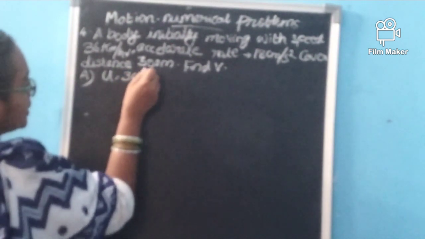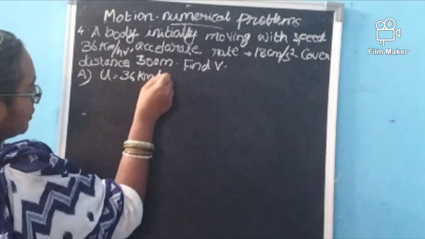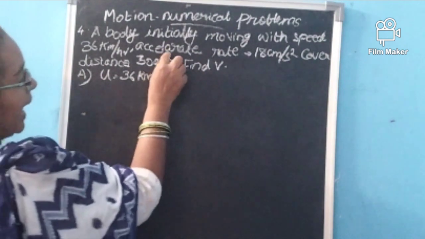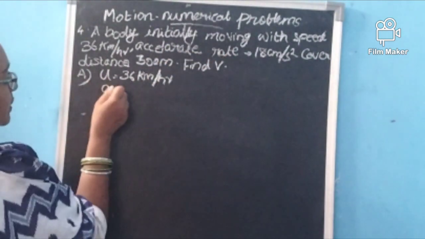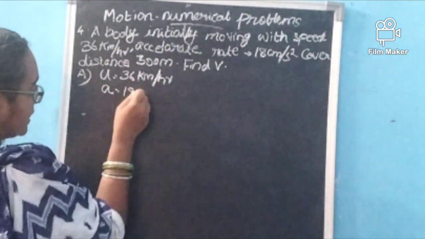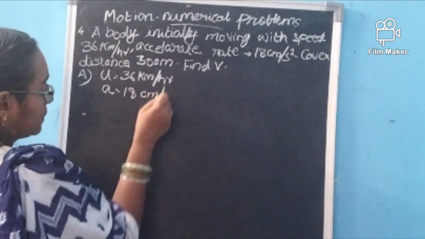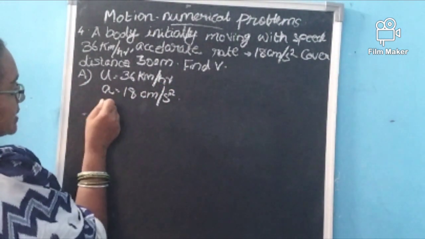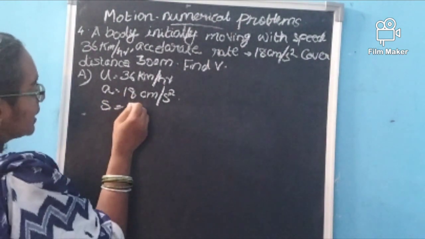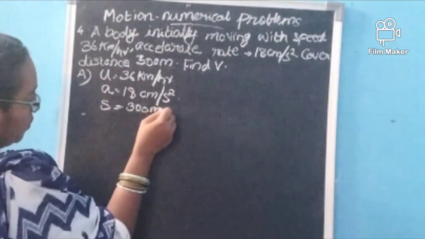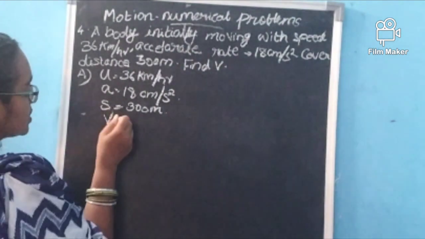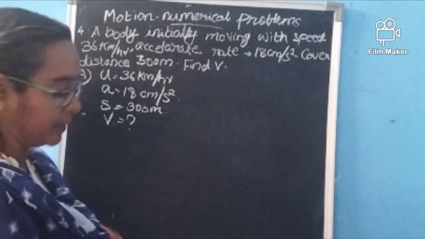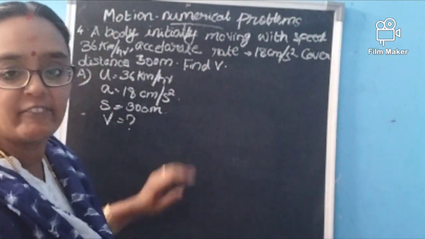36 kilometer per hour. Okay. Then acceleration. A is equal to what, ma'am? 18 centimeter per second square. Okay. Distance. S is equal to what, ma'am? 300 meters. What we have to find? Velocity is equal to what is the question? Okay. First, this thing we have written.